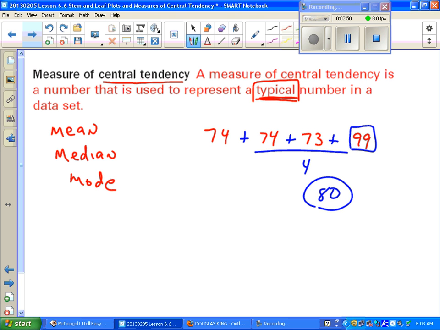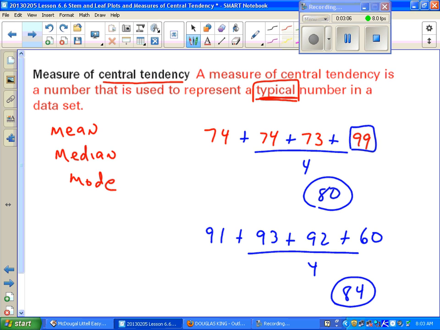Likewise, if you typically do better on tests, let's say you make 91, 93, 92, and then you bomb a test and make a 60. If you divide that by 4, you're going to get 84. Do you typically score in the mid 80s? No, you typically score in the low 90s. So notice that is not a good typical measurement. It is a measure of central tendency, though, to find the average, which most people do, and most of y'all do because that's how you calculate your grades. But that wouldn't be a good measure of central tendency. The median or the mode would be better in that case, and we'll look at those in a minute.